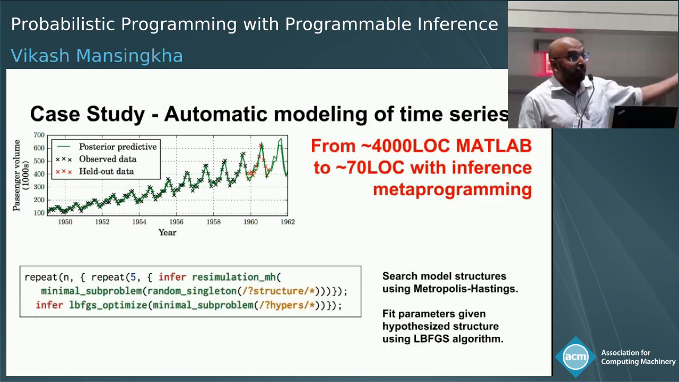This example is covered in our paper, where it takes about 4,000 lines of code in MATLAB to implement the original automated statistician algorithm, and it takes about 70 lines in Venture using inference metaprogramming. The inference metaprogram I'm showing here in a little snippet searches the model structure using a Metropolis-Hastings algorithm, and it adjusts the continuous parameters using a fancy gradient-based search technique called LBFGS that's popular in the literature.